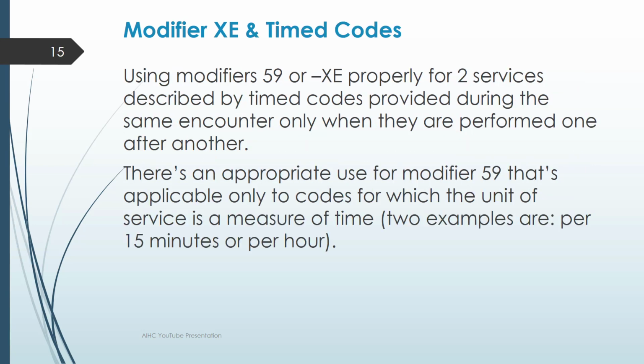Physical and occupational therapy are situations where time codes may apply when using modifier XE. If you provide two time services in time periods that are separate and distinct and aren't mingled with each other, that is, you complete one service before the next service begins, you may use modifiers 59 or XE to identify the services.